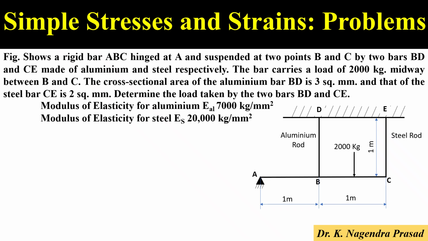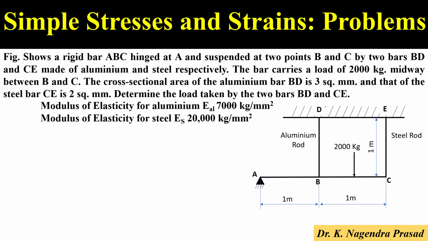Let's see one more problem in the concept of simple stresses and strains. The figure shows a rigid bar ABC hinged at A and suspended at two points B and C by two bars BD and CE made of aluminium and steel respectively. The bar carries a load of 2000 kgs midway between B and C. The cross-sectional area of the aluminium bar BD is 3 mm square and that of the steel bar is 2 mm square. Determine the load taken by the two bars BD and CE.